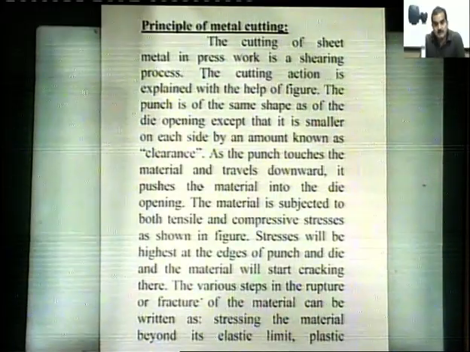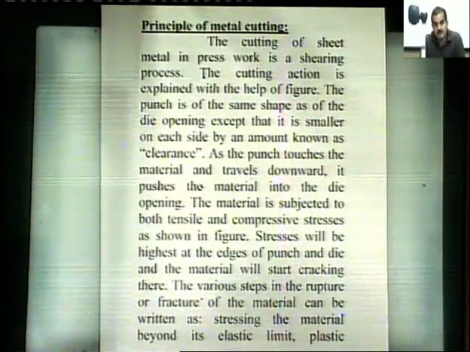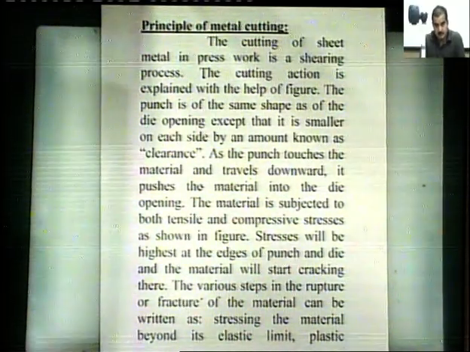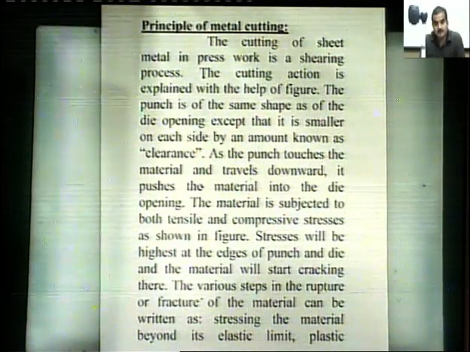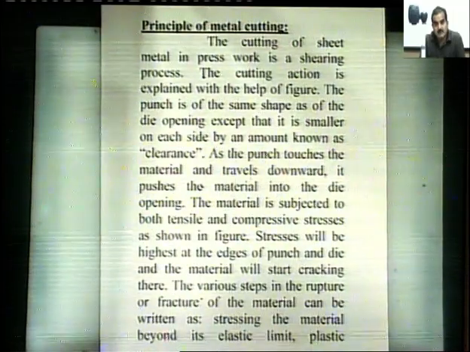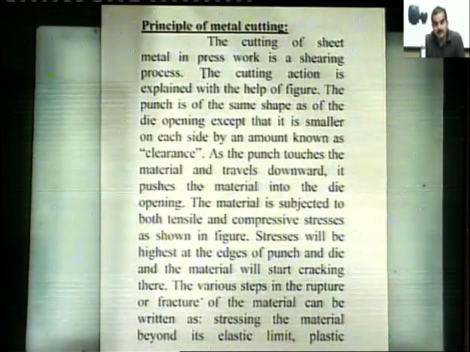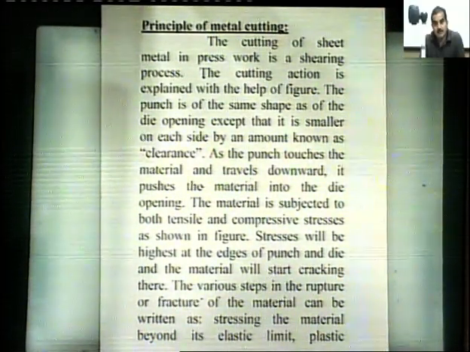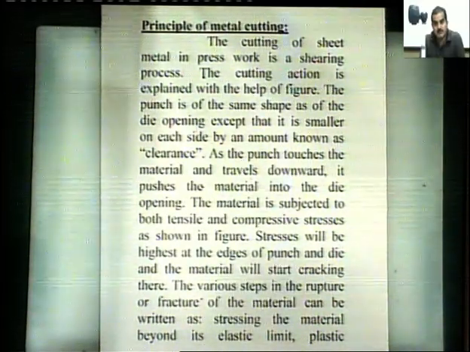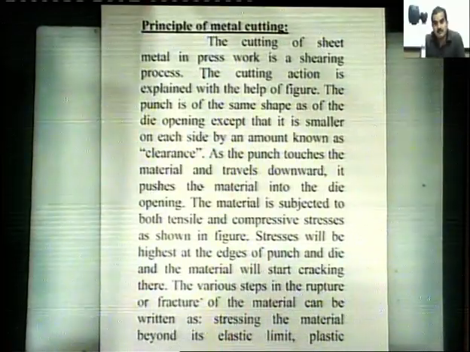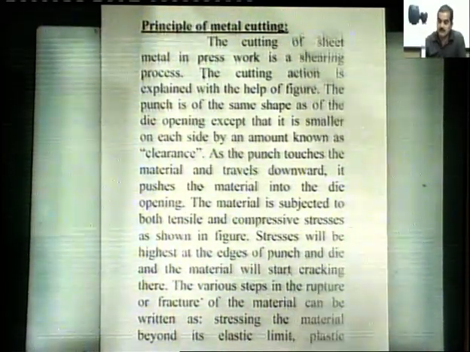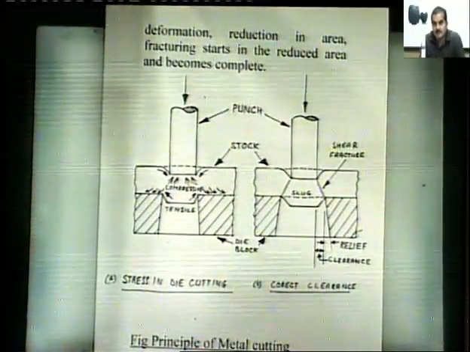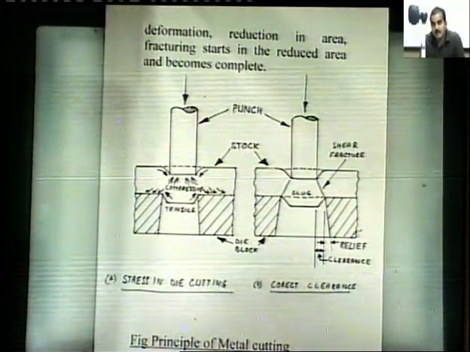As the punch touches the material and travels downward, it pushes the material into the die opening. The material is subjected to both tensile and compressive stresses as shown in the figure. Stresses will be highest at the edges of the punch and die, and the material will start cracking there. The steps in the rupture or fracture of material are: stressing the material beyond its elastic limit, then plastic deformation, reduction in area, and fracturing starts in the reduced area and becomes complete.